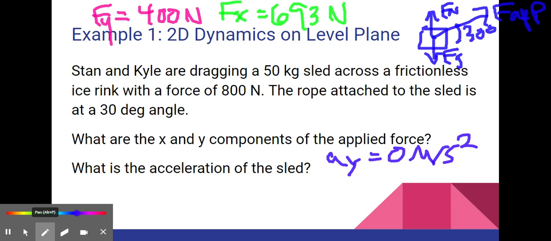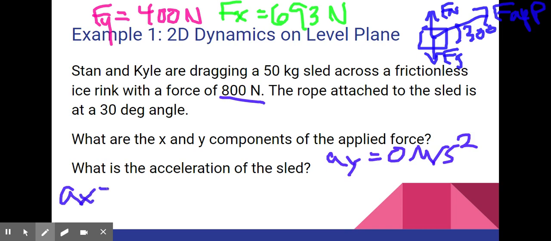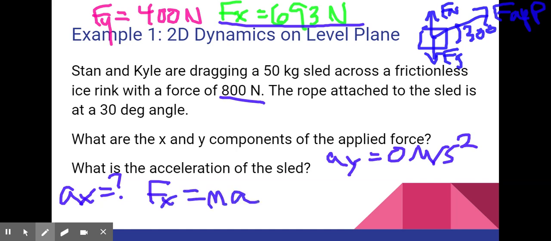You do not want to use 800 newtons for acceleration because that is a resultant. We're looking for the acceleration in the x direction, Ax. So we don't want this resultant because that's x and y. We want to keep things independent, okay? So what you're going to do is use Fx that you found earlier when you split this resultant into its components. We know that the sum of the forces in the x direction is equal to the mass times the acceleration. So our acceleration is going to be Fx divided by the mass.